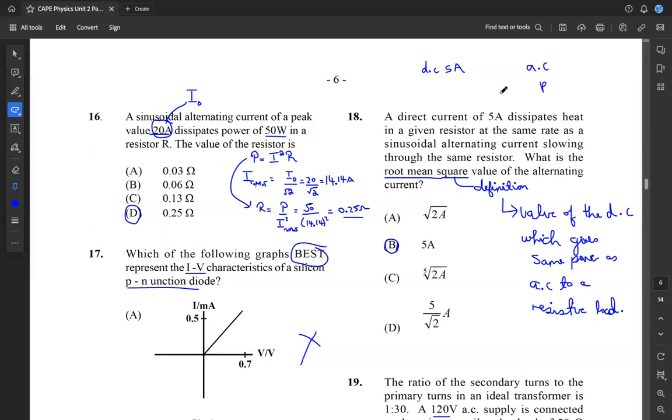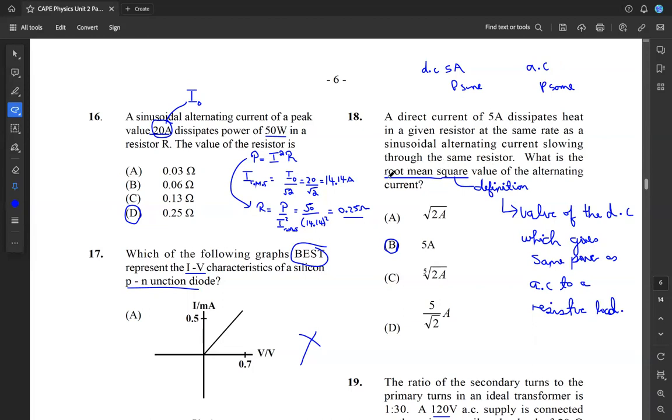So the power is the same. Power, same. Right? So the power is the same for the AC current as it is for the DC current.